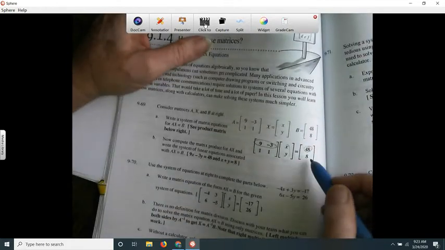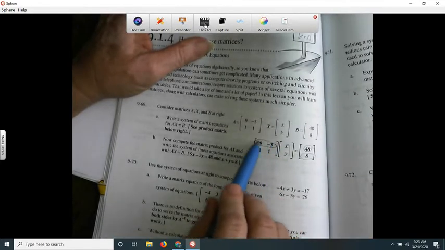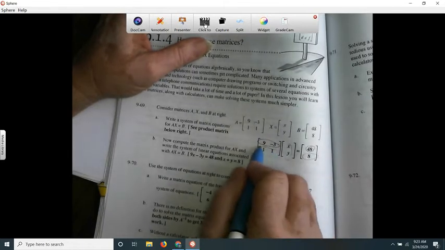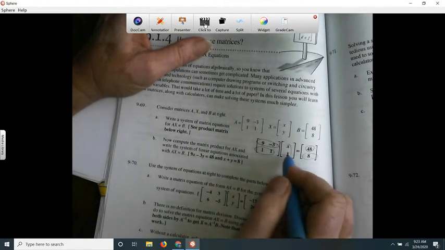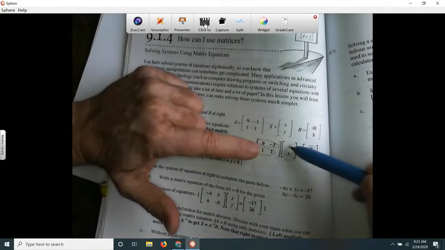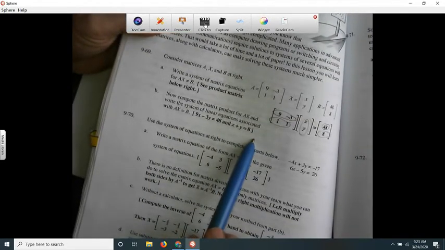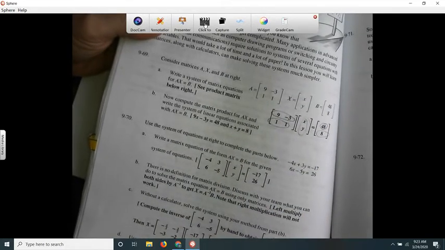And then for this one, this 8 is in row 2, column 1. So this first matrix is always your row matrix. So I'm going to take row 2, column 1. So 1 times X plus 1 times Y equals 8. And so that's what they have here. That's just a little reminder of what we had been talking about before we went to break.